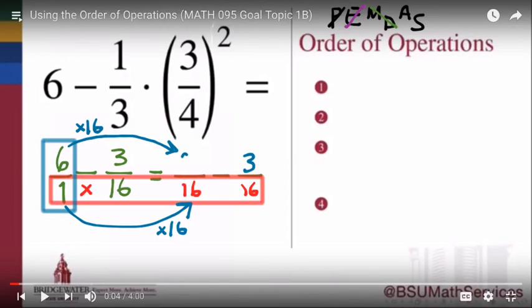6 times 16 is 96, I hope. I think that's right. I'm running without a calculator, which I recommend you do as well, just at least for the first unit. And now I have a common denominator of 16 for both of my fractions.